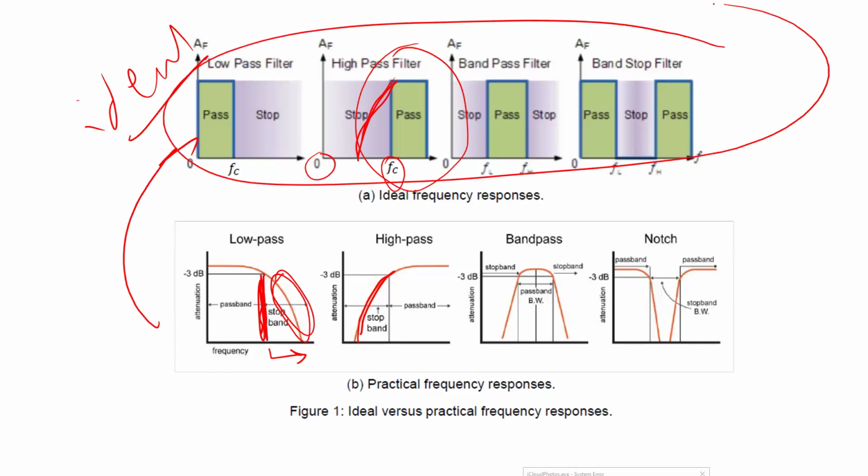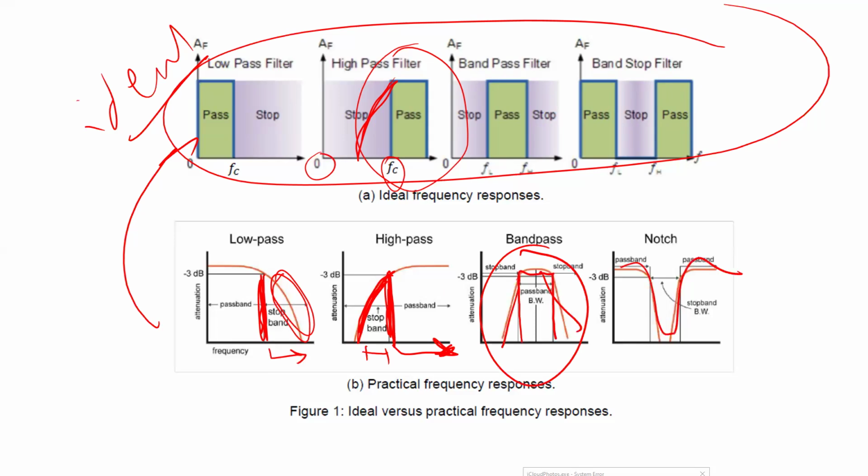Okay? So as you see here, although I want to pass all frequencies from here to infinity, because of this curve, we are going to pass some frequencies here. Maybe they have different amplitudes, but still you can pass some of them. Same thing for the other one. Instead of cutting the frequencies this way, we have a curve this way. Same thing here as well.